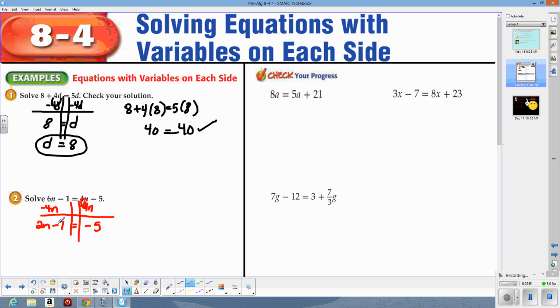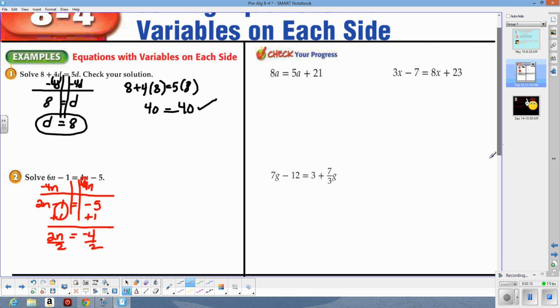Now to get the n alone, we're going to get rid of this minus 1 by adding 1 to both sides. So we end up with 2n, that's going to disappear, equals negative 5 plus 1, which is negative 4. And now we're going to divide both sides by 2. And we end up with n equals negative 2.